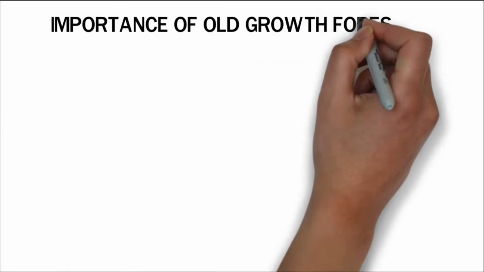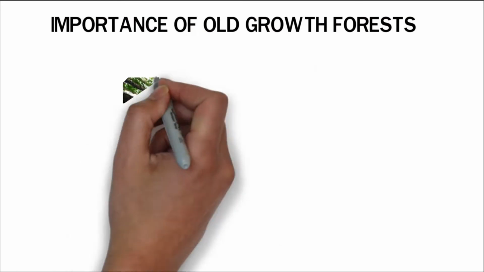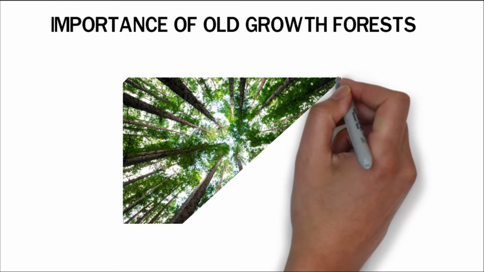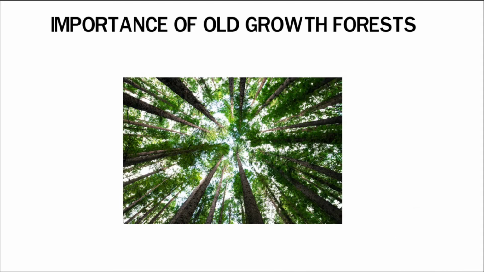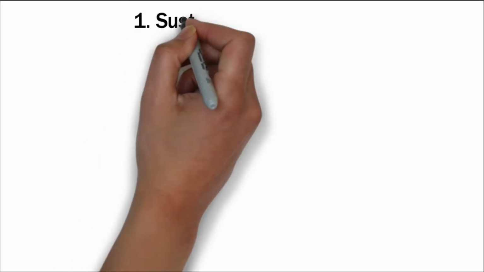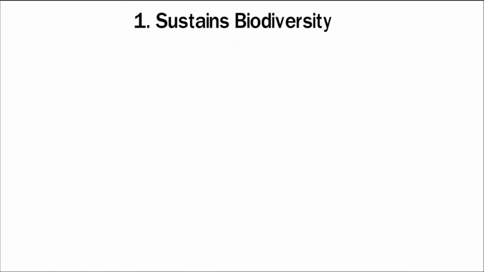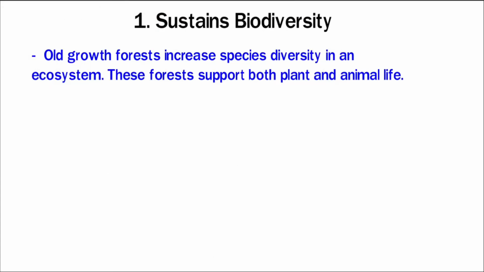Importance of old-growth forests. Old-growth forests play an essential role in the environment. They provide animals with food, shelter, and other bountiful benefits. Number 1. Sustains biodiversity. Old-growth forests increase species diversity in an ecosystem. These forests support both plant and animal life.